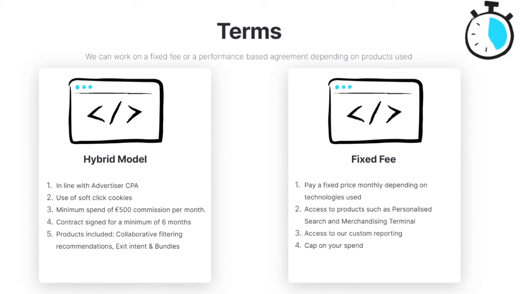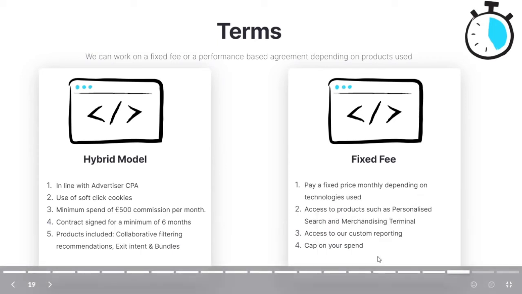And what we do is that post this webinar, we would set up a one-on-one call between ourselves, the retailer, and also Yele or the account manager. And we talk to you about the sorts of value we could bring to the business. And the key thing to note here is that you'd have access to any product that you'd want, including the personalized search and the merchandising terminal. And also you'd have access to custom reporting, and it would act as a cap on your spend. So you would never pay more than the fixed agreement.